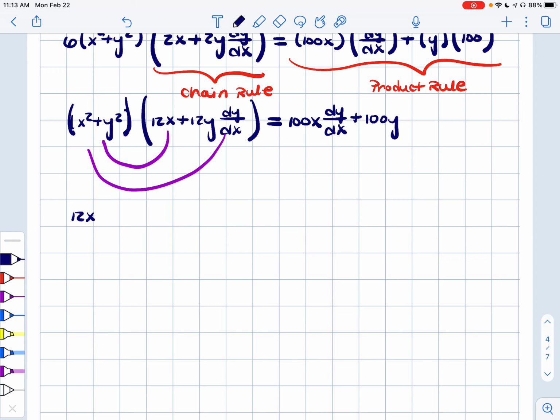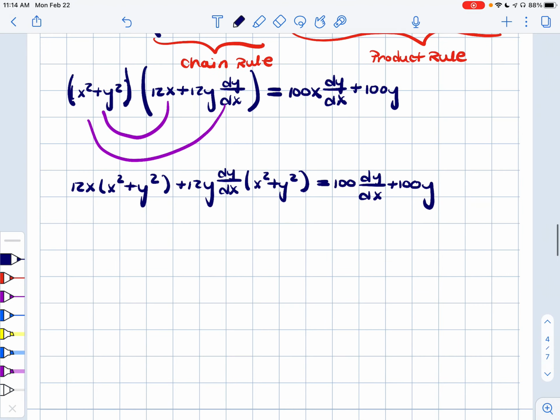So I'm just going to write this as 12x times the quantity x squared plus y squared, and then plus 12y dy dx times the quantity x squared plus y squared. So I distributed it, but left that whole factor x squared plus y squared, because it doesn't really seem like it would be to our advantage to get it fully expanded out, since the goal is to solve for dy dx. We don't want too many terms with the dy dx in it. On the right-hand side, again, really nothing we can do over there.